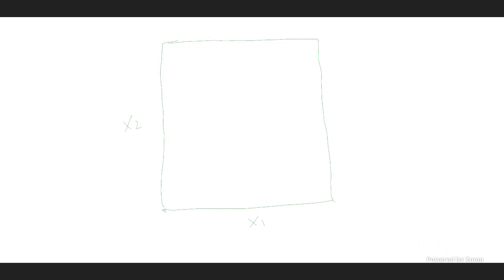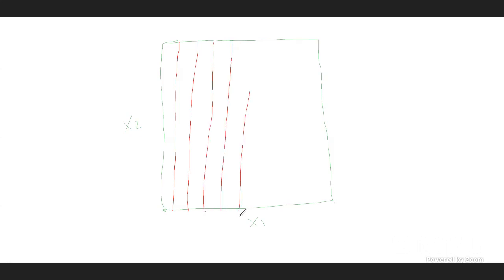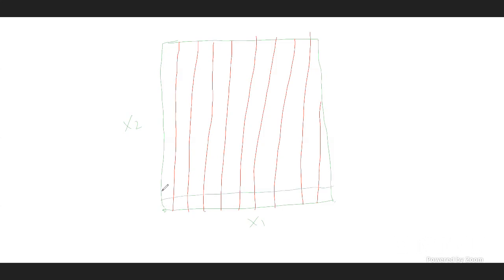So the idea here is to generate a grid. We will generate a grid, right? First, I will generate values for x1 with some step, and for x2 also we will get some values here. You can do it by linspace, for example, or np.arange.